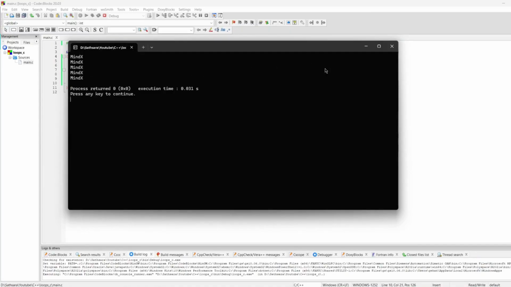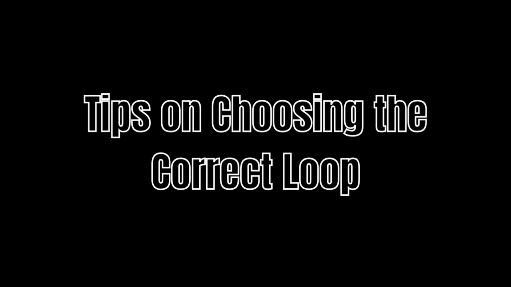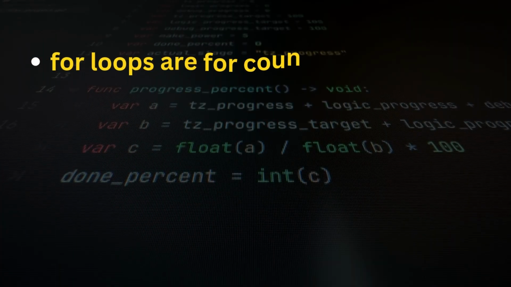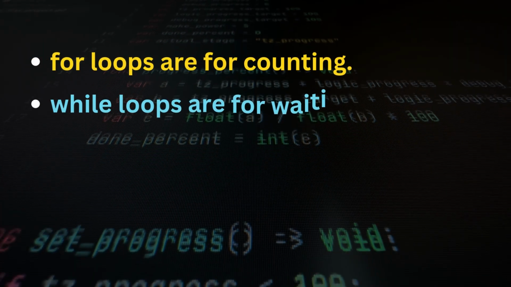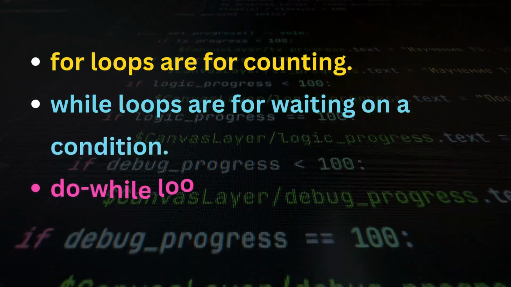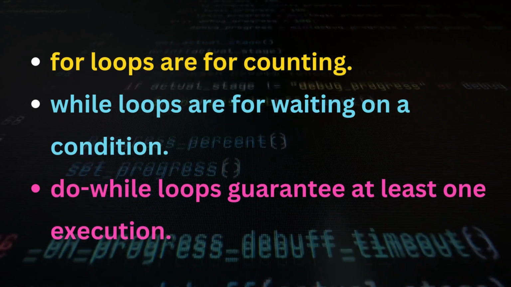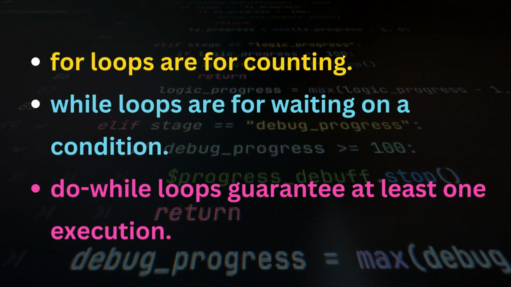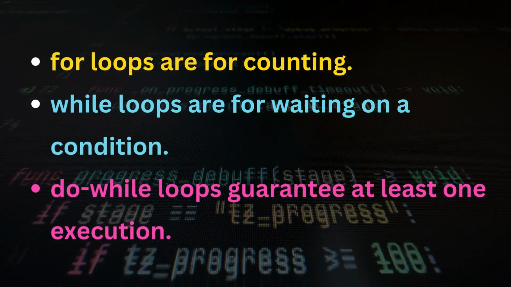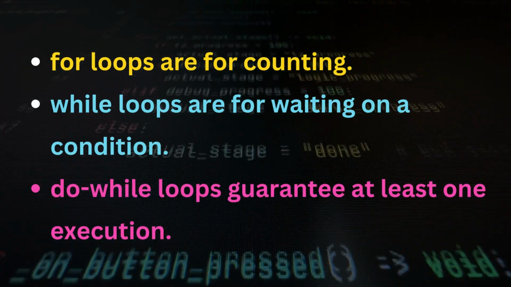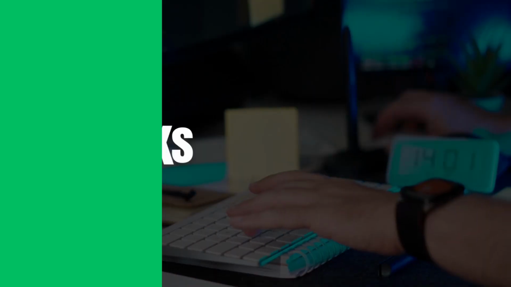Now let us understand when to use each of these 3 loops. To choose when to use each of these loops, remember this simple rule. For loops are for counting, while loops are for waiting on a condition, and do-while loops guarantee at least one execution. With these 3 loops, you can handle almost all repetition in C.